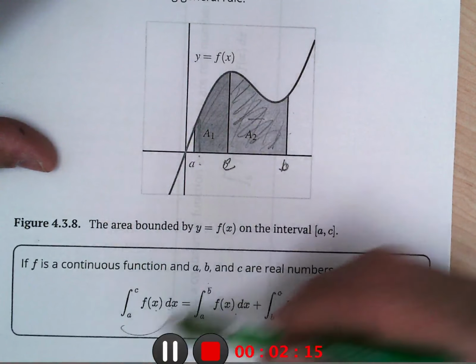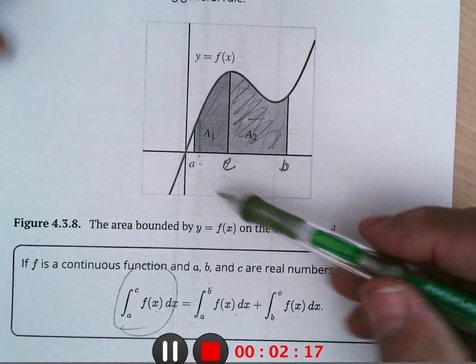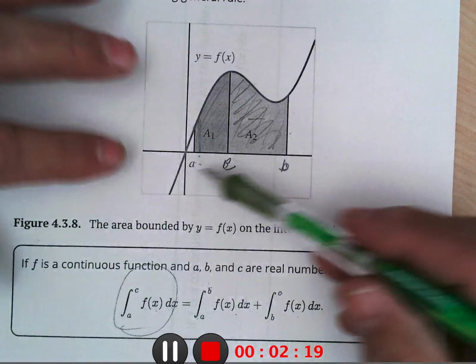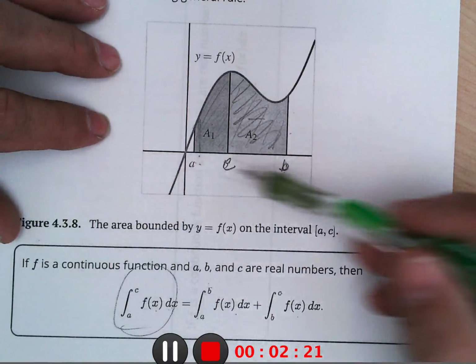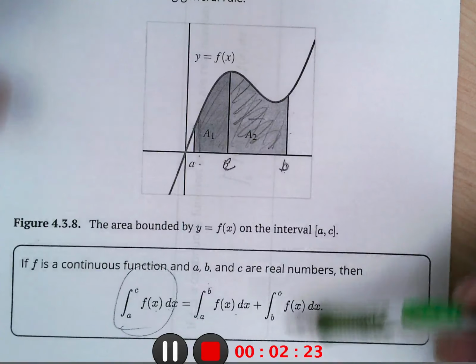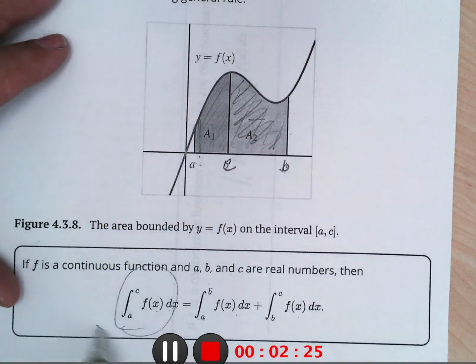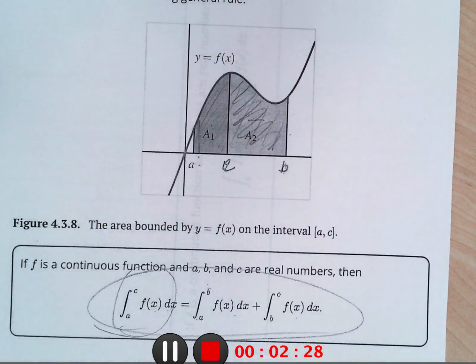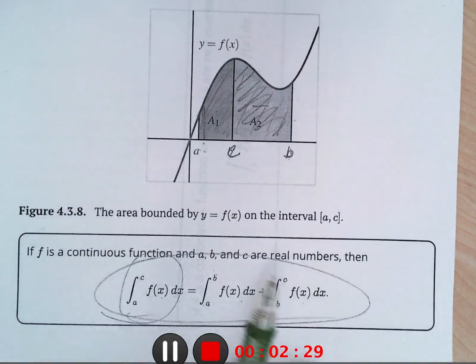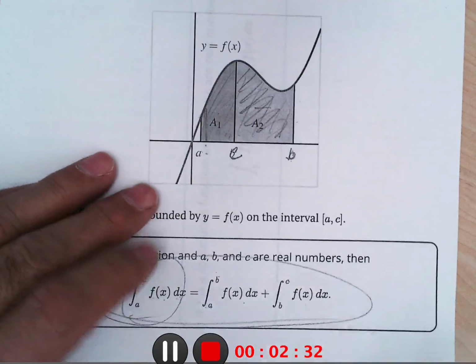So you can play with the other possible ways this could be, B, A, and C, or whatever, and you'll find out that this formula always works no matter what order A, B, and C are on the graph. So that's one of the first boxes that you're supposed to know.